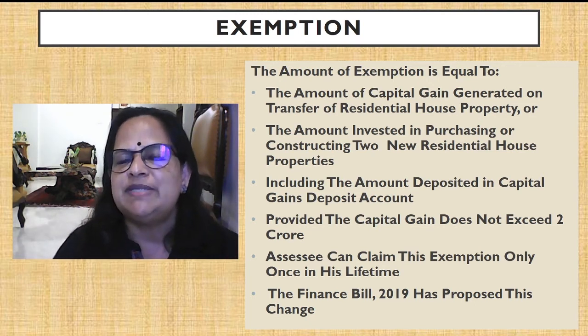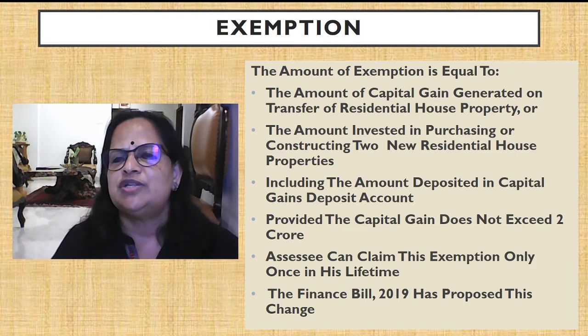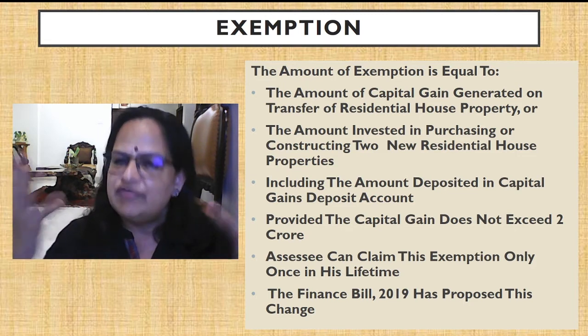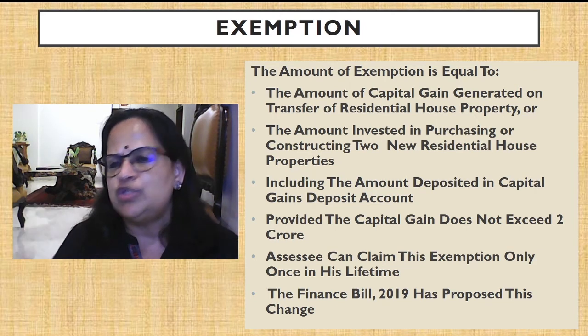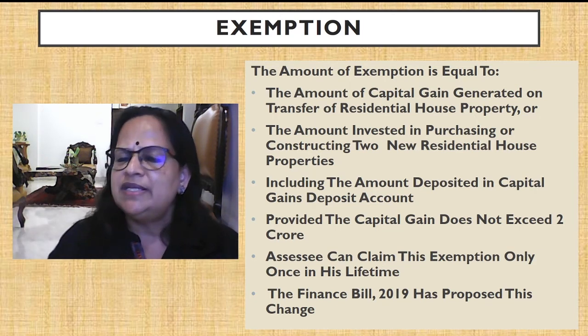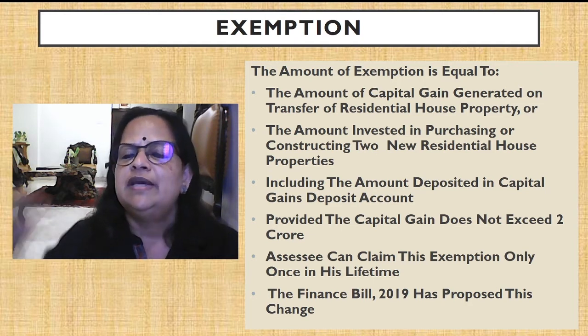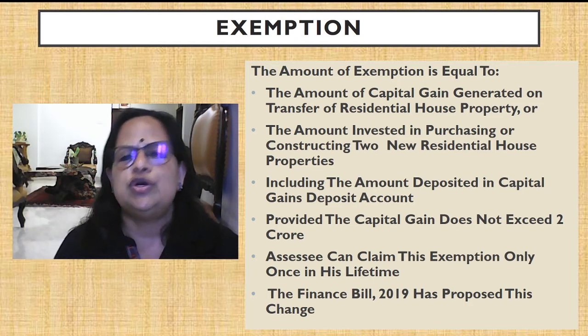So, what is my capital gain? Without indexing, if you take that, just 10 lakhs. I am not considering the indexing, just for explanation. So, that is the capital gain. After indexing and all, it's long term, so always you have to do the indexing. So imagine the capital gain after indexing, you got 8 lakhs. So that is the capital gain that you have to invest in the new house property.